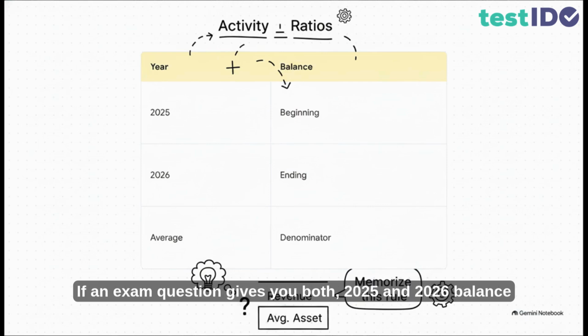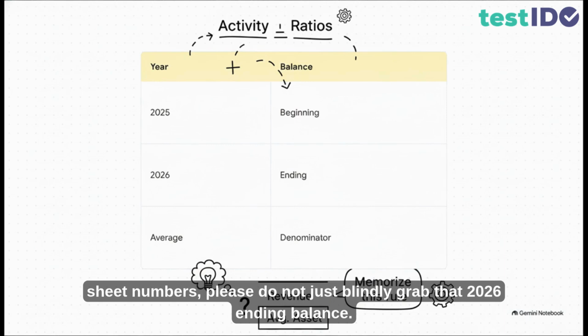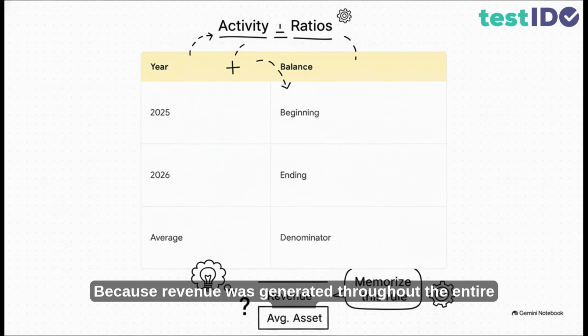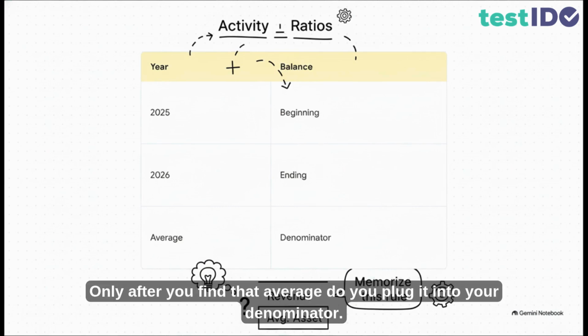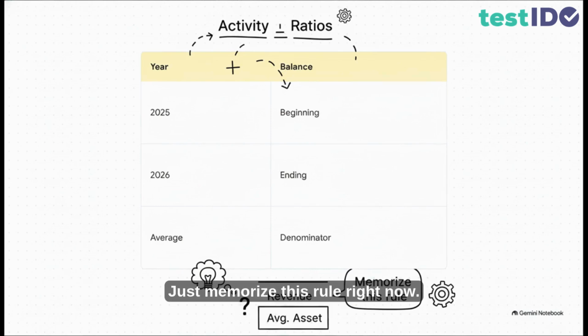If an exam question gives you both 2025 and 2026 balance sheet numbers, please do not just blindly grab that 2026 ending balance. Because revenue was generated throughout the entire year, you have to average the beginning 2025 balance and the ending 2026 balance together first. Only after you find that average do you plug it into your denominator. Just memorize this rule right now. It applies across the board for activity ratios.